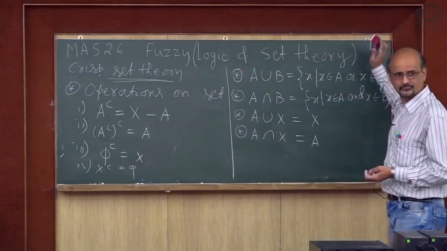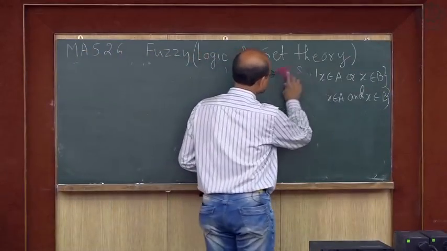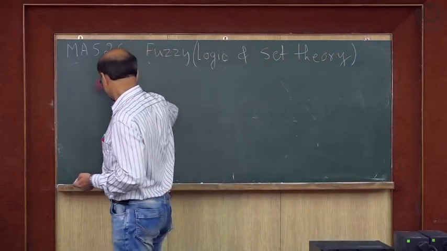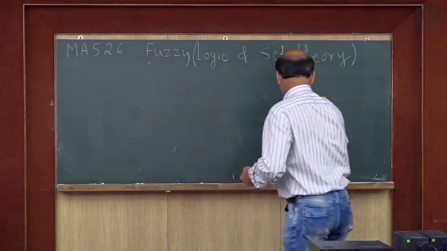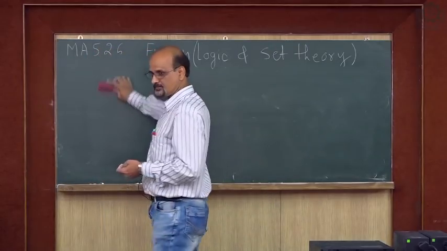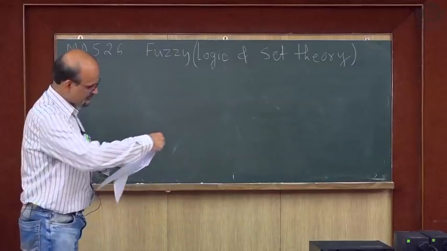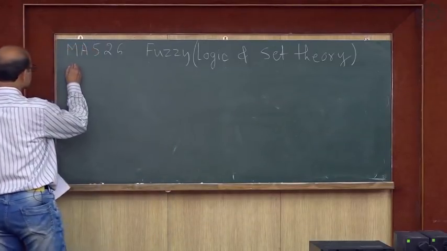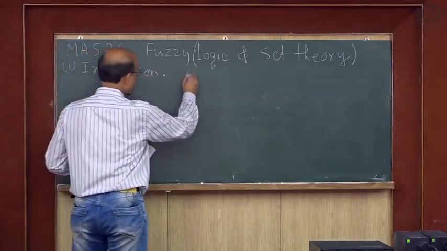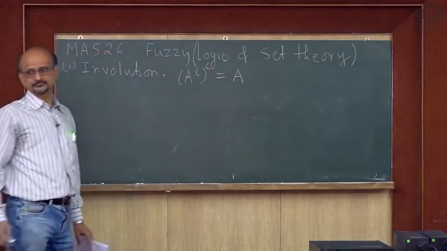Can I erase this? Now we will write some properties of crisp set theory, those will be required in our subsequent lectures in fuzzy. And we will see how those will change when we use fuzzy set theory. Some of them are not valid in the fuzzy sense. So, first is involution, that is, I have already written, the complement of A complement is A.